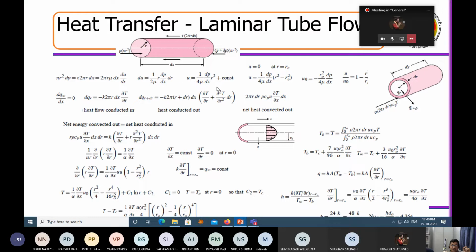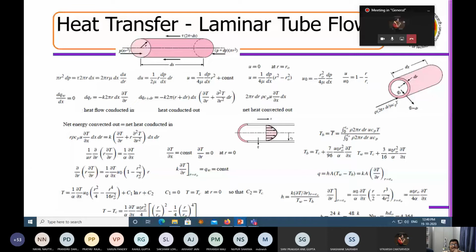Now, if you integrate this and enforce the boundary condition, you get this parabolic profile. This is your parabolic profile: u is equal to this, and then u0 is what? At r equal to 0, you get u0 as this, r square by dp. So u by u0 is equal to 1 minus (r by r1) squared. So you ultimately get a parabolic profile, with u as a function of u0.